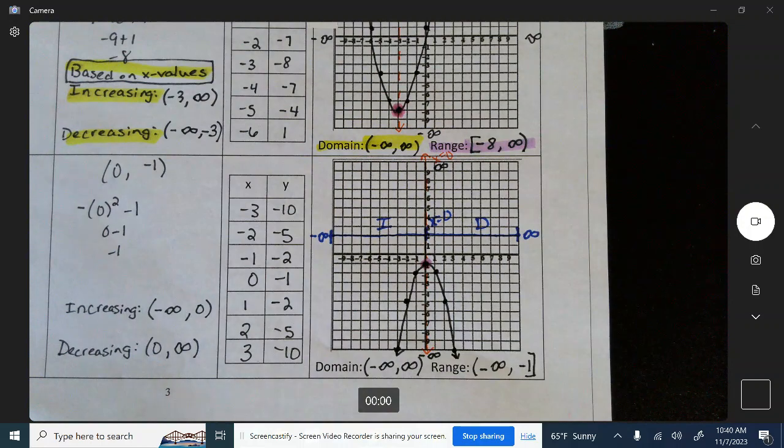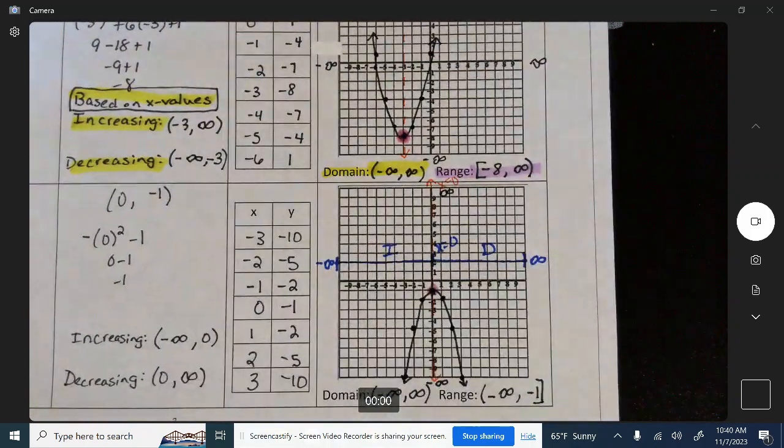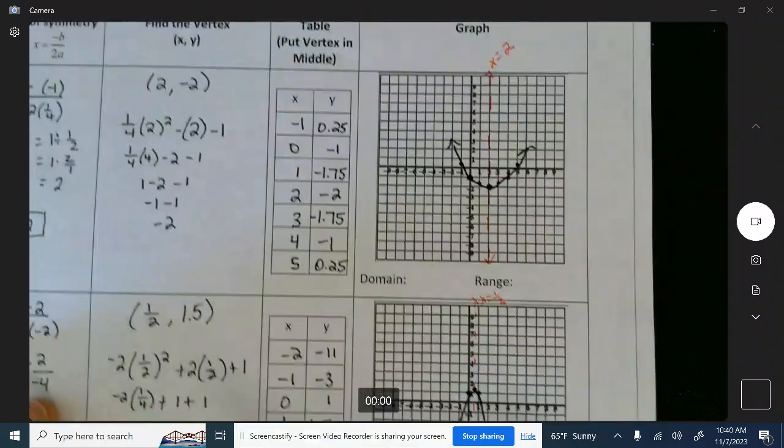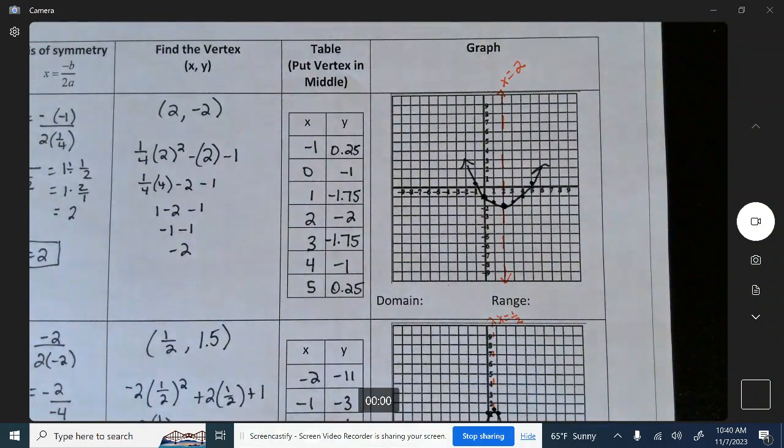I would like for you to pause the video at this point and try the next two. And then after you try them, I would like for you to check them and see how you did. Okay, hopefully you have done the next two problems. So we're just basically checking to see if you did them correctly.